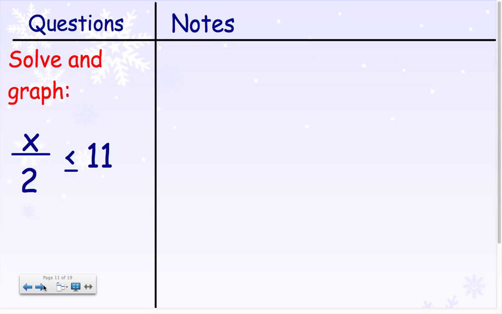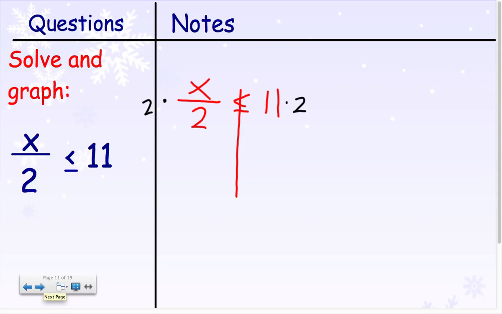Solve and graph. So we have x divided by 2 is less than or equal to 11. I'm going to draw my train tracks. The opposite of x divided by 2 would be timesing by 2. So I'm going to times both sides by 2. My 2's cancel. Bring down the x. Bring down the inequality. I timesed by a positive 2, so I don't have to flip it. 11 times 2 is 22.